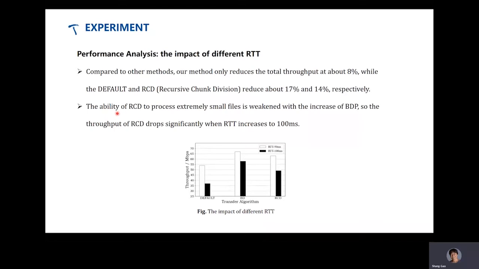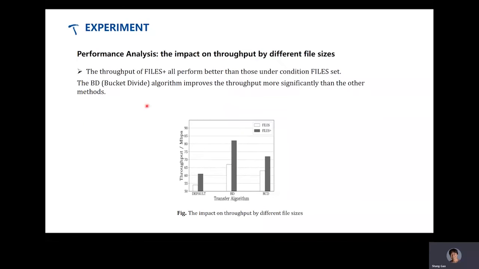Also, the ability of RCD to process extremely small files is weakened when we increase the BDP. So the throughput of RCD drops significantly when the RTT increases to 100 ms. In here we have 50 ms, but when we increase the RTT to 100 ms, as you can see, RCD drops more in throughput.